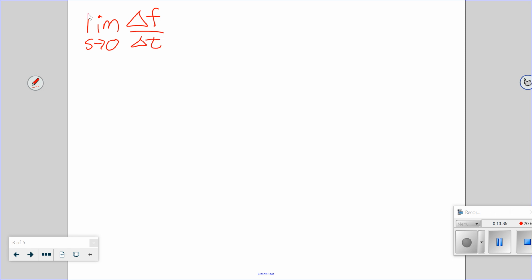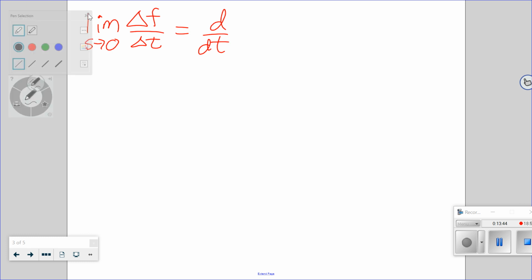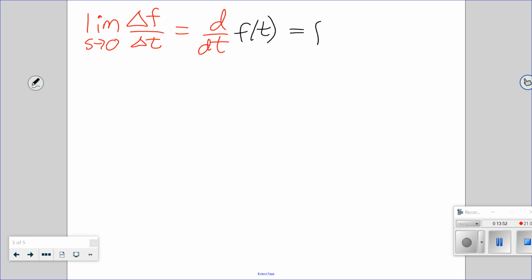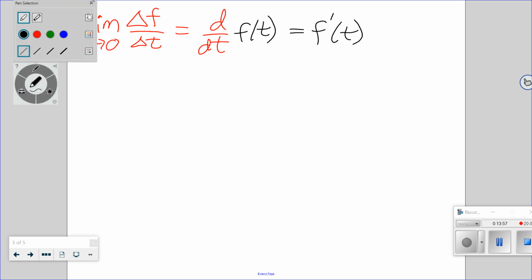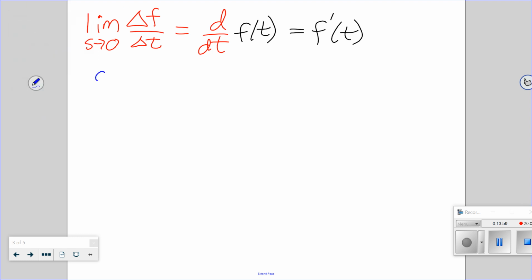So that's the d dt acting on the function of t. And we could have called that from yesterday f prime of t. So I'm trying to say, take the derivative, and it's really this limit procedure of minus 5t squared, and you get negative 10t.